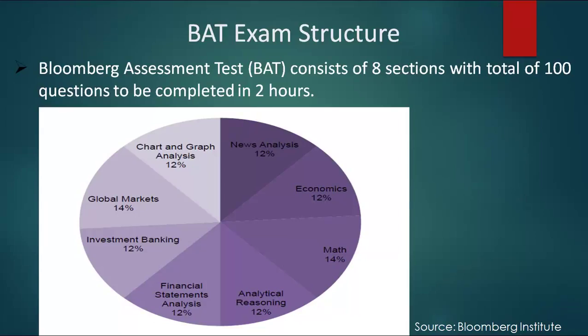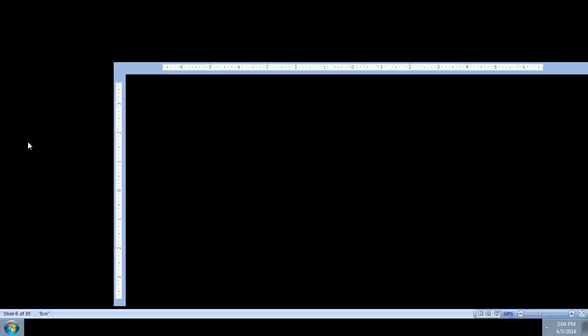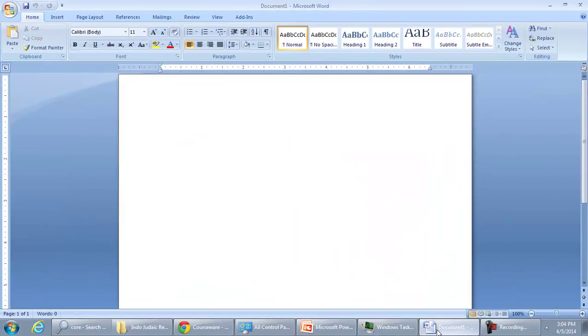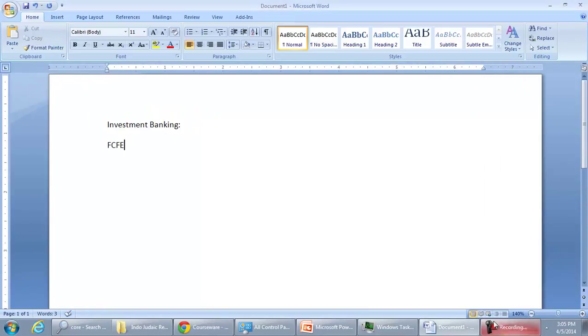So the investment banking would have questions most of the times on FCFE. So I'm just typing this for you. Investment banking would have FCFE. Let me zoom this. Investment banking would have FCFE and EV by EBITDA multiple, and what would happen in case of an acquisition. How are you going to price a company by using FCFE, and what would be the final EV by EBITDA, and about this multiple. So this is about the acquisition.